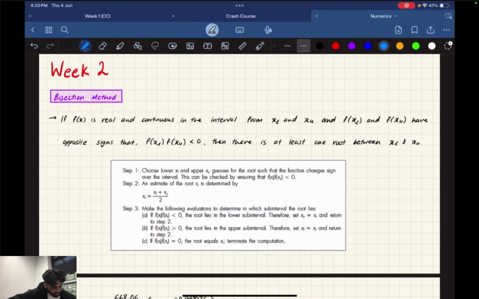If f of x is real and continuous in the interval from xl to xu, and f of xl and f of xu have opposite signs, then there's at least one root. So in week 2, what we're covering is how to find how many roots we have, or where the root is going to be.